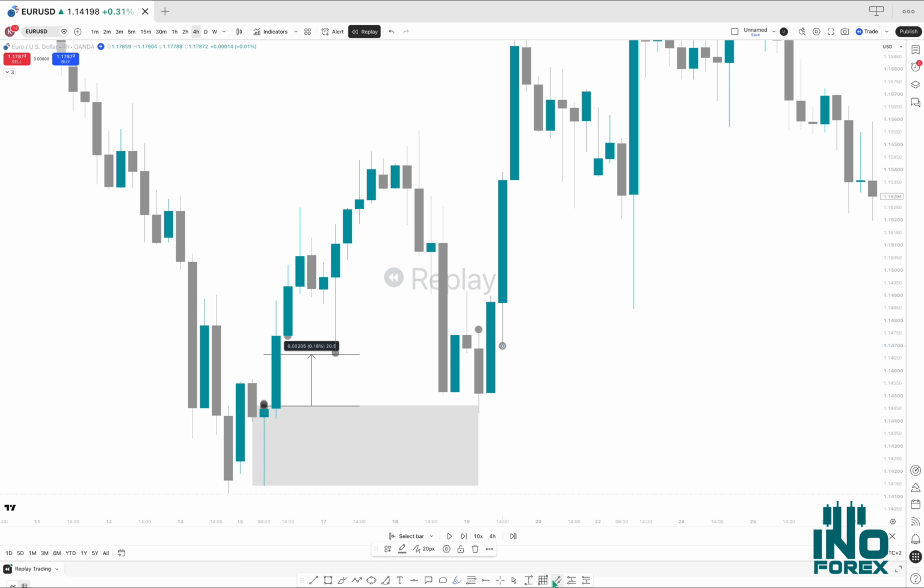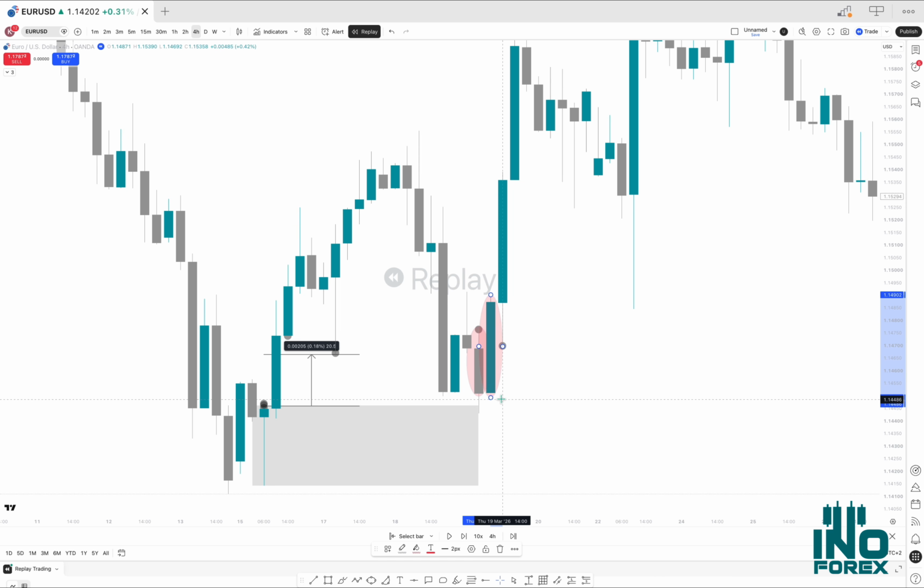But as you see, we don't have a fair value gap because there is no space between this candlestick and the third candlestick. When we miss a fair value gap, we select the next candlestick. So in this case, we select the next candlestick. The next candlestick is this one.